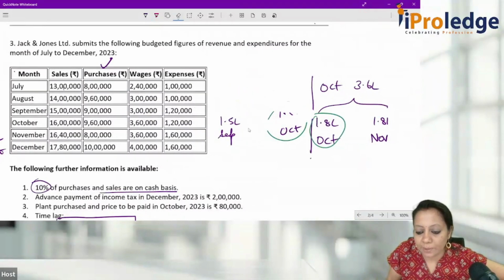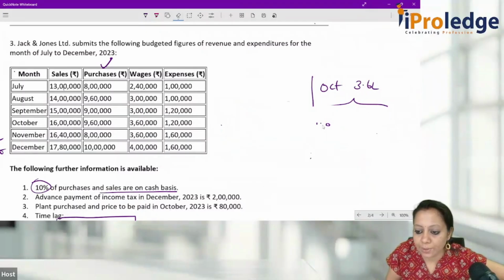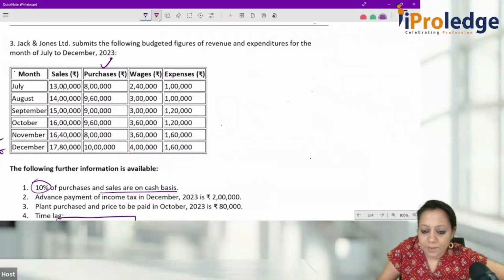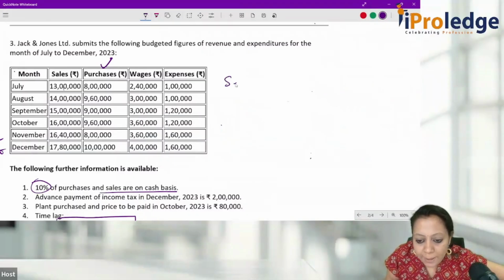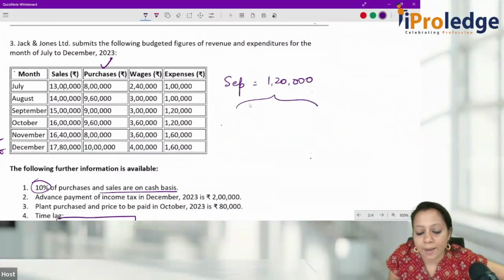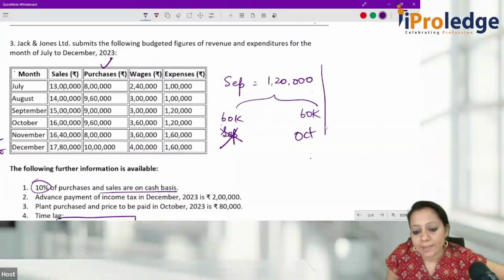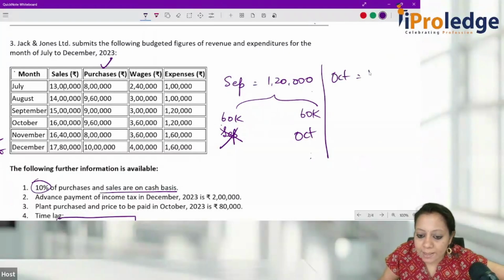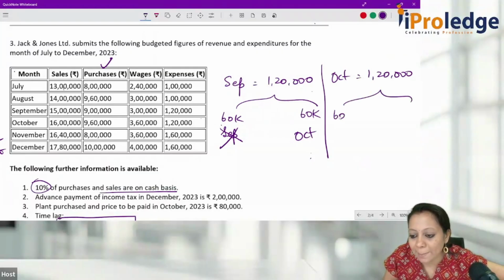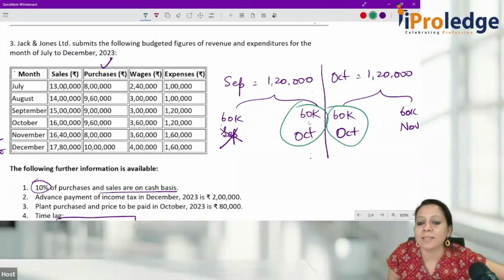I'll do and show. One month calculation I will do and show. So expenses, September month expenses is how much? 1 lakh 20,000. Out of that, they are saying, yes, 60,000 they will pay in September. This is not under our budget period. 60,000 will be paid in October. Same way, October month's expenses is how much? 1 lakh 20,000. Correct? Yes. 60,000 will be paid in October itself. 60,000 will be paid in November only. October month, I will take this 60 plus this 60.